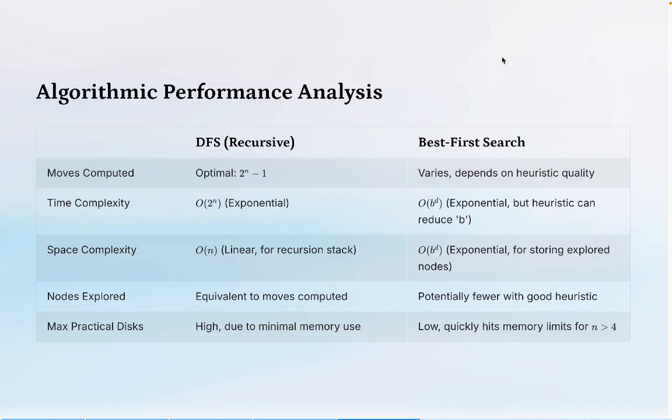Coming to the performance of these algorithms, for the DFS it takes 2^n - 1 moves. The time complexity was O(2^n). Space complexity was O(n), as it's a recursion stack, and it works efficiently even for larger n because it goes by depth. Coming to best first search, here the moves depend on the heuristic. It may or may not be optimal, and the time complexity was O(b^d), that means branching factor to the power of depth. Space complexity was exponential, as it stores many states. The ideal use for best first search is only small values of n. Beyond that, the memory blows up.